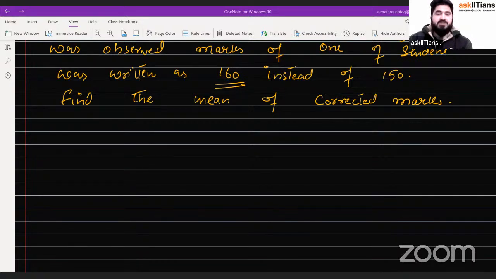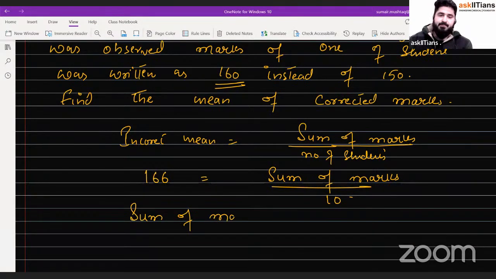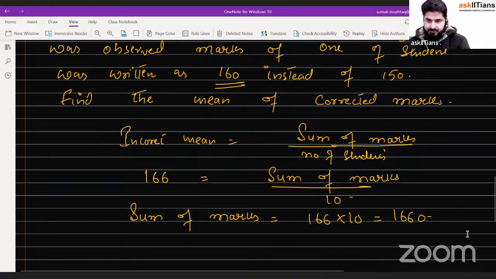Let's do it. What is the incorrect mean? That is 166, the sum divided by the number of students. What is the sum of marks? I don't know. And how many students do we have? We have 10 students. So the sum of marks will be 166 into 10, that is equal to 1660. This is the total sum.